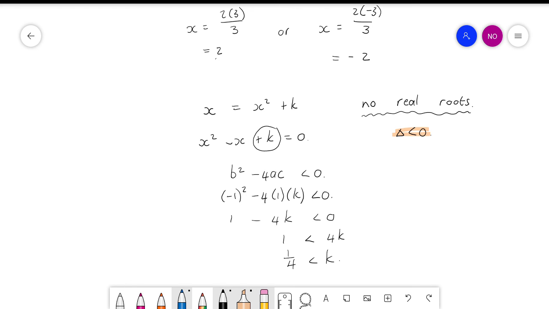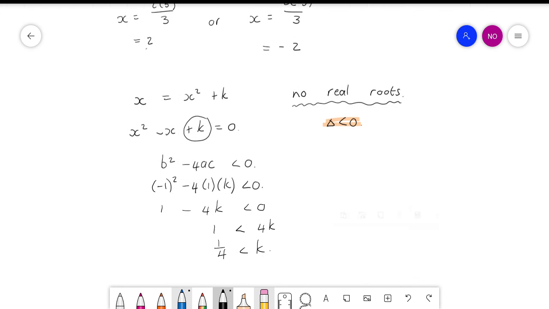Yeah. Okay, so she's saying, let's say for instance, you got minus 4k is smaller than 1. Remember, when you divide by the minus 4, you swap the direction.